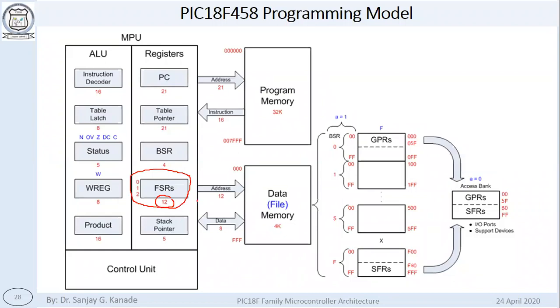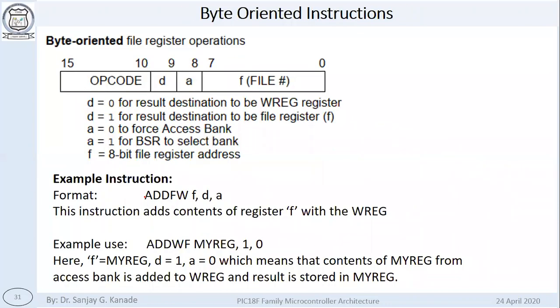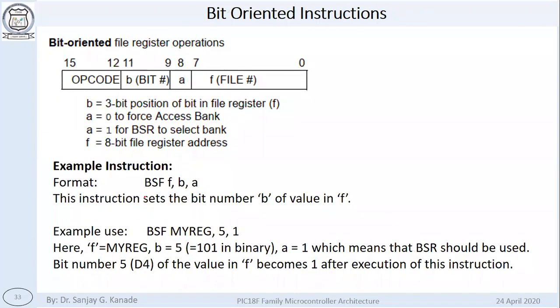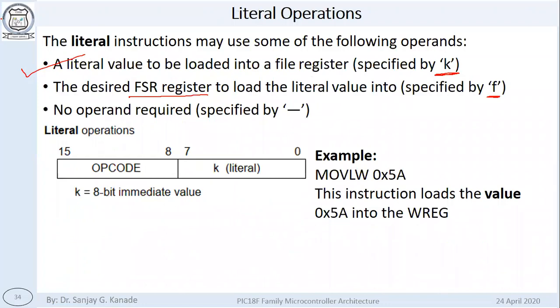In the PIC18F458 we have 0, 1, 2, that means 3 FSRs. In some of the instructions we can also have the desired FSR where we want to load the literal value. Some of the literal instructions may not even have any operand. Of course, we are going to see examples and use all these types of instructions later on in our programs.